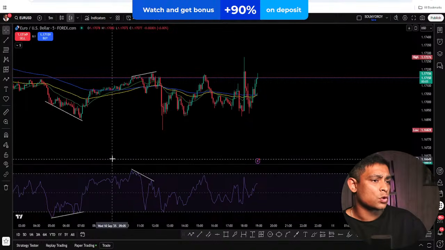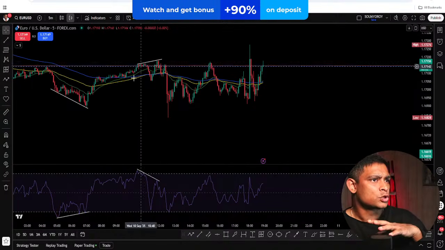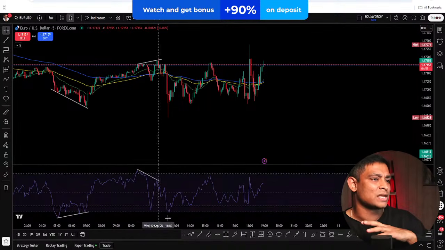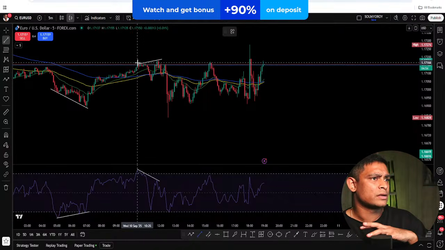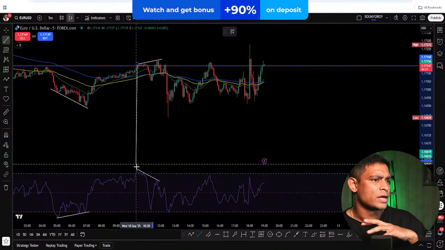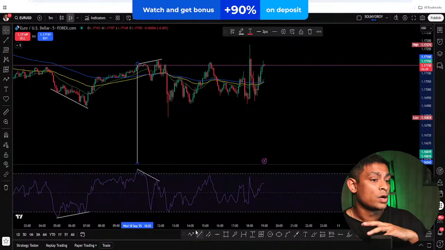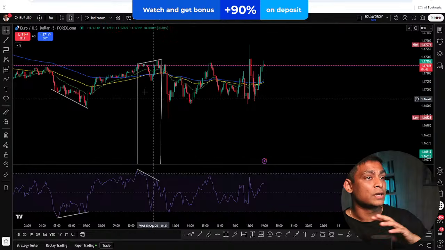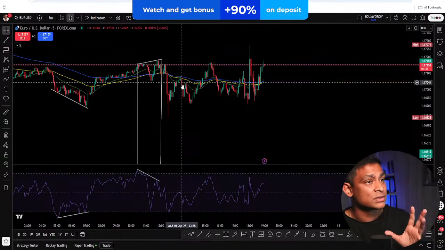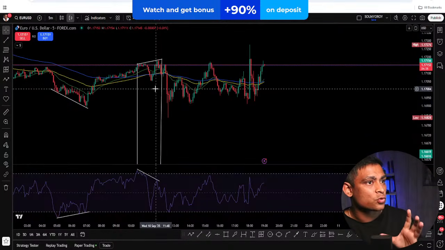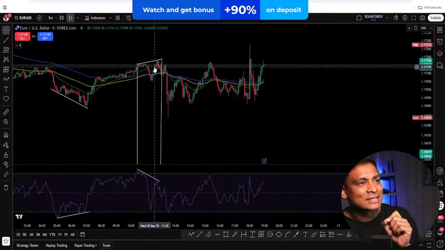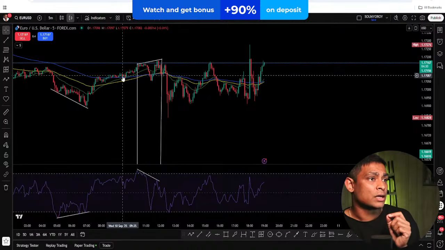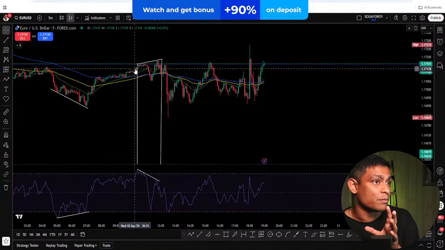So this is what has exactly happened. If we try to match these levels, we will be able to understand in a clear way what exactly has happened. So this is where the divergence has formed, and you guys can clearly see the price, the higher high of this momentum is here.